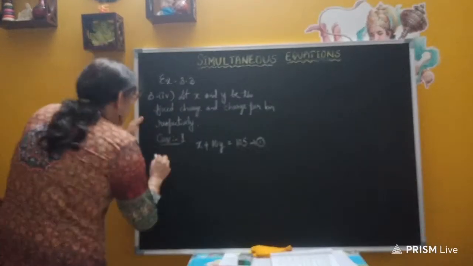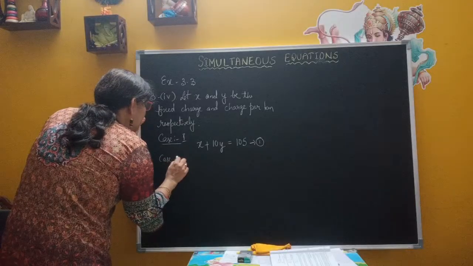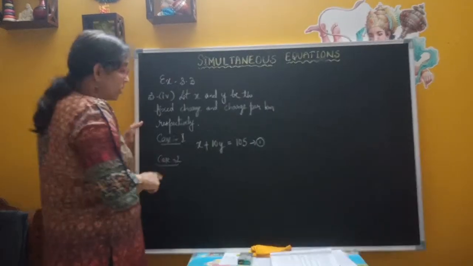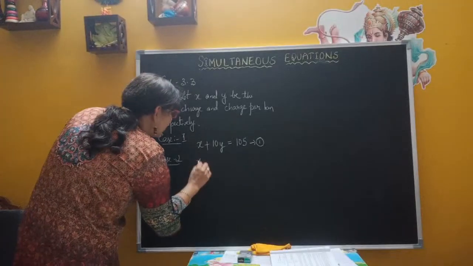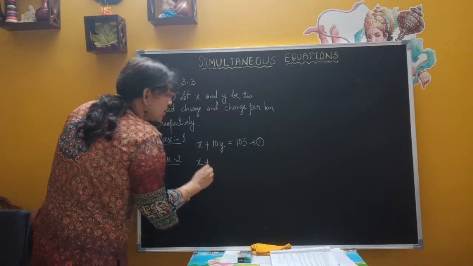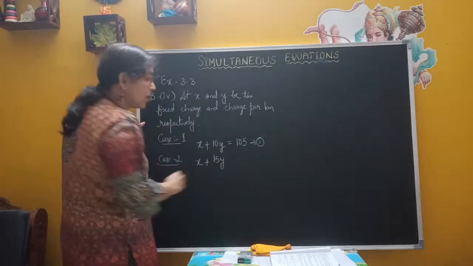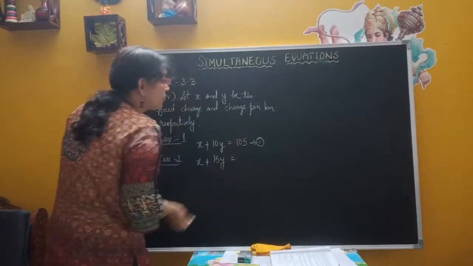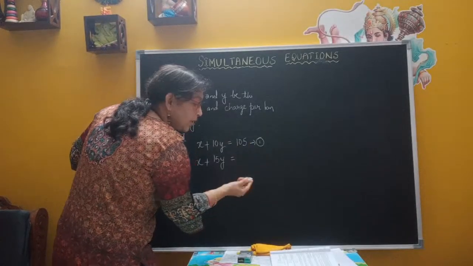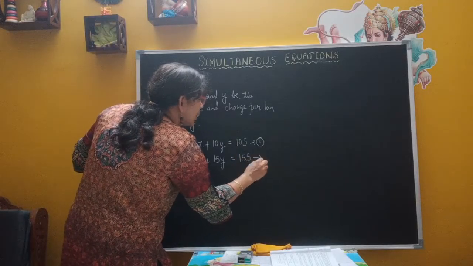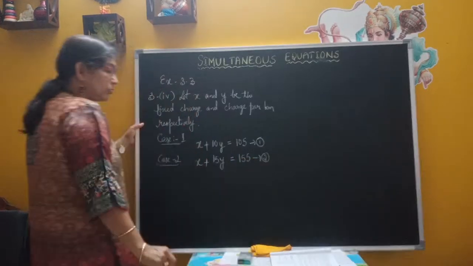In the second case, the person has travelled 15 kilometers. Here also x is the fixed charge, plus 15 kilometers means 15y, 15 into y, is equal to how much? He needs to pay 155 rupees. So let us consider this as equation 2.